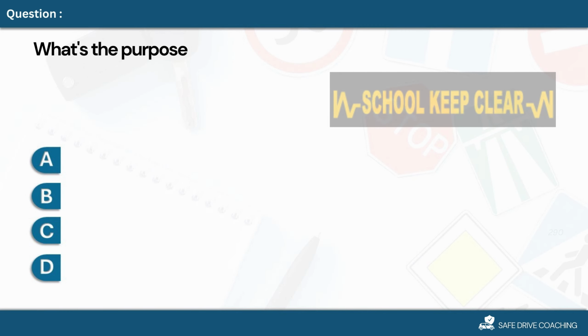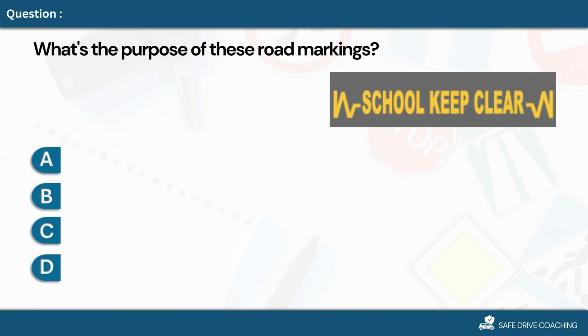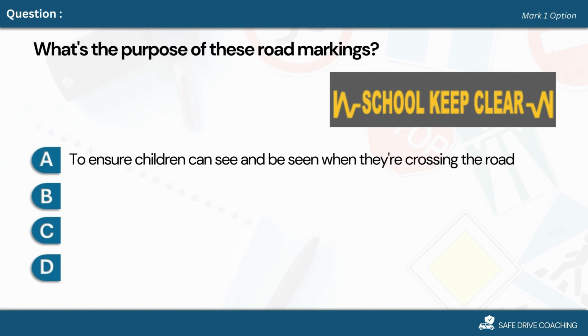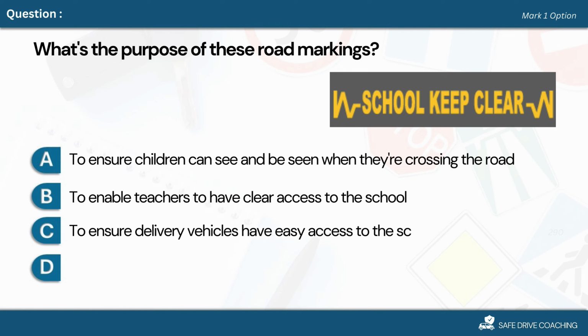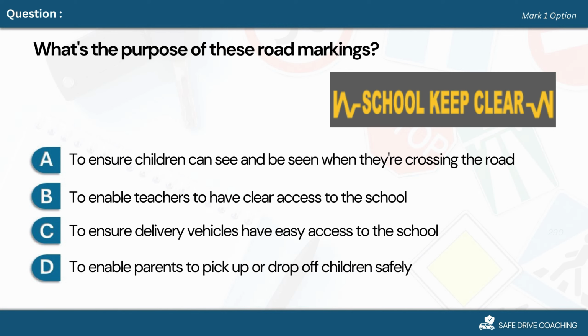What's the purpose of these road markings? A. To ensure children can see and be seen when they're crossing the road. B. To enable teachers to have clear access to the school. C. To ensure delivery vehicles have easy access to the school. D. To enable parents to pick up or drop off children safely.